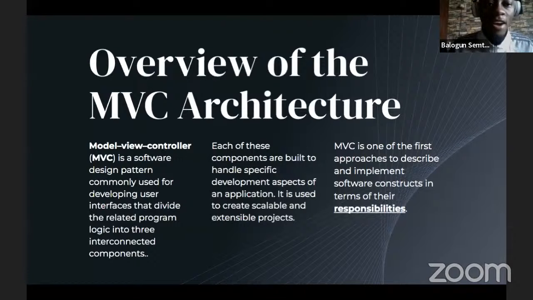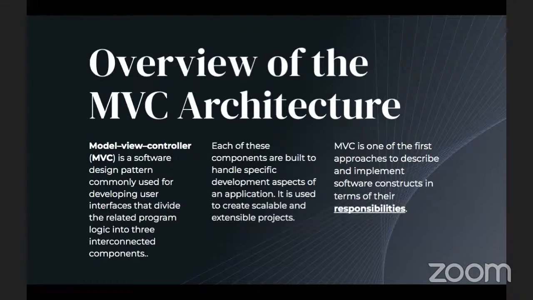So what is the MVC architecture? MVC is actually an acronym for model, view, and controller. And it is a software architectural design pattern that is commonly used in developing web applications. The way it works is that the MVC pattern helps us to divide the program logic into three different but interconnected parts. These three parts are unique on their own. They handle different aspects of the application, and they also are connected. So that is important too.